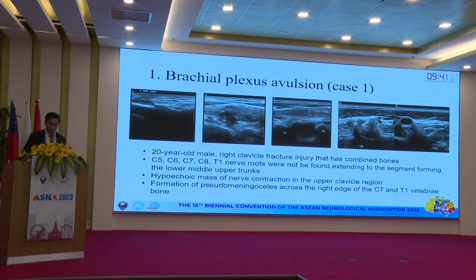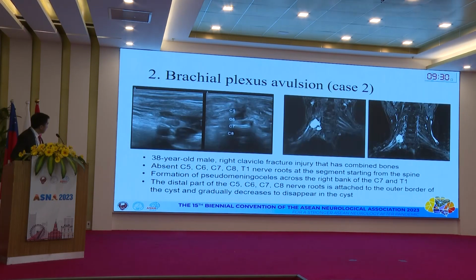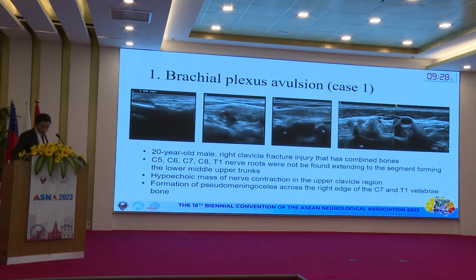Brachial plexus avulsion. This is a case, a 20 year old male with a clavicle fracture injury. You can see here, after it healed, it has a scar in the bone. The C5, C6 nerve roots, we cannot see as easily as in the normal. But when we scan, near the C7 and T1 vertebral bone, we can see something like a cyst here.